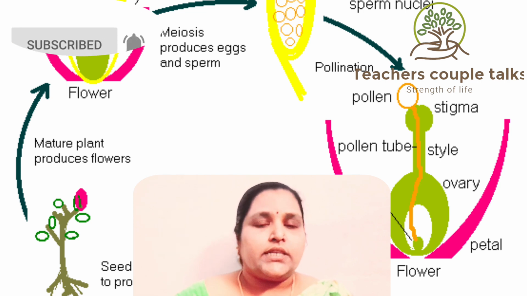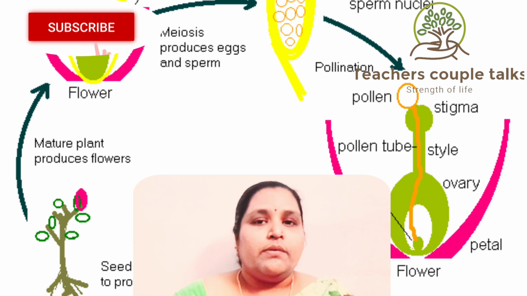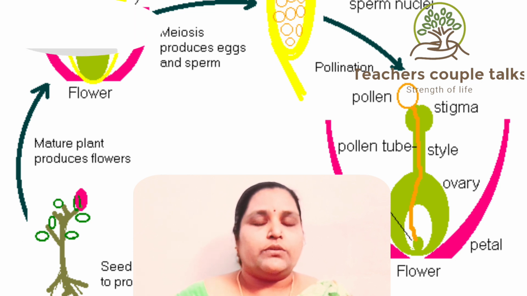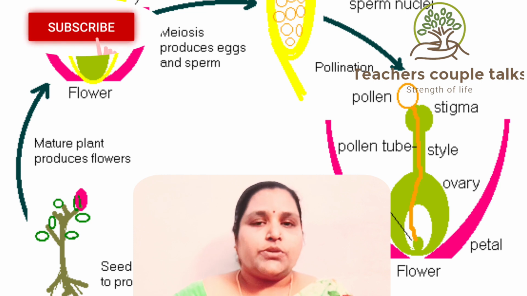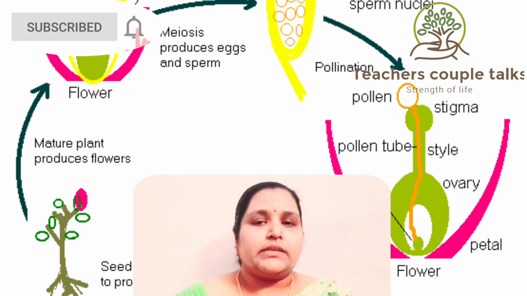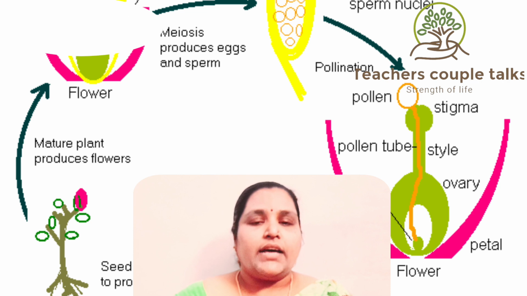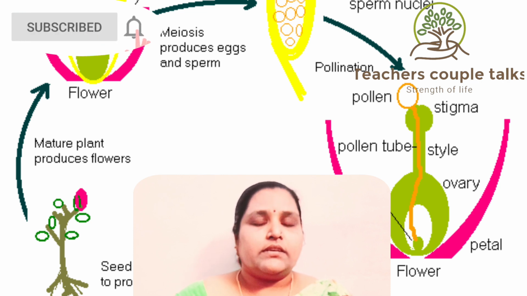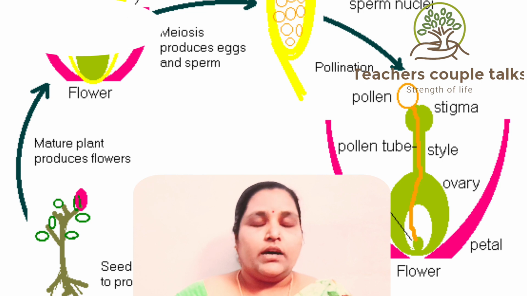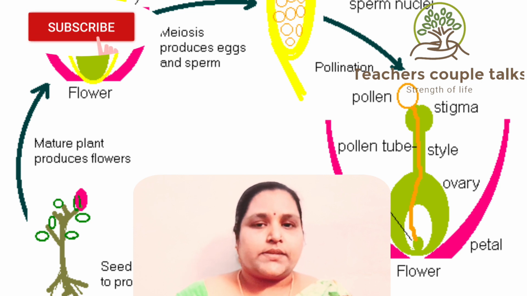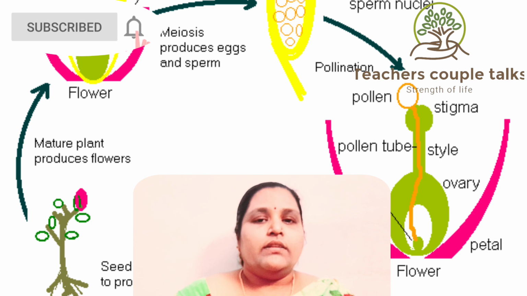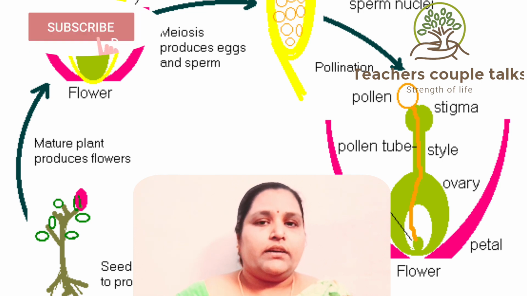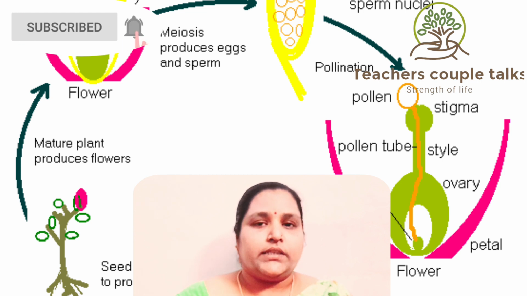Plants produced by asexual and vegetative reproduction are identical to the parents, like their offspring. Plants produced by sexual reproduction have a little bit of variability, very little variability.